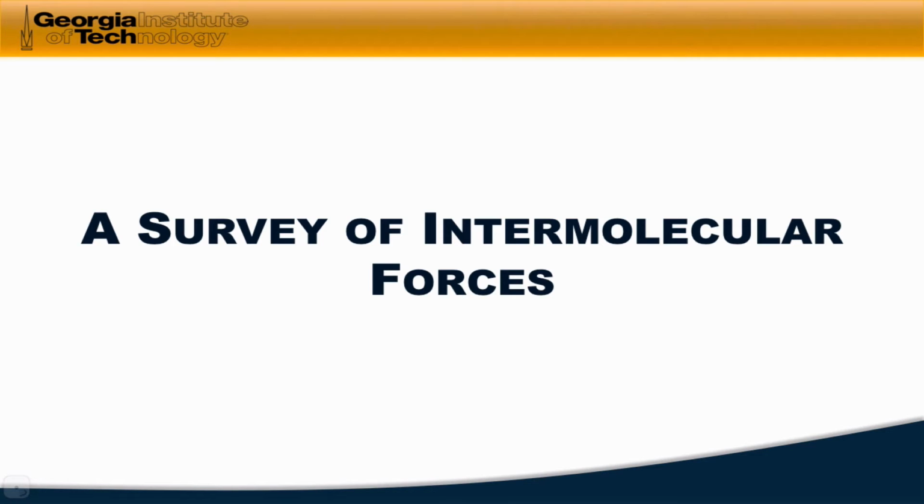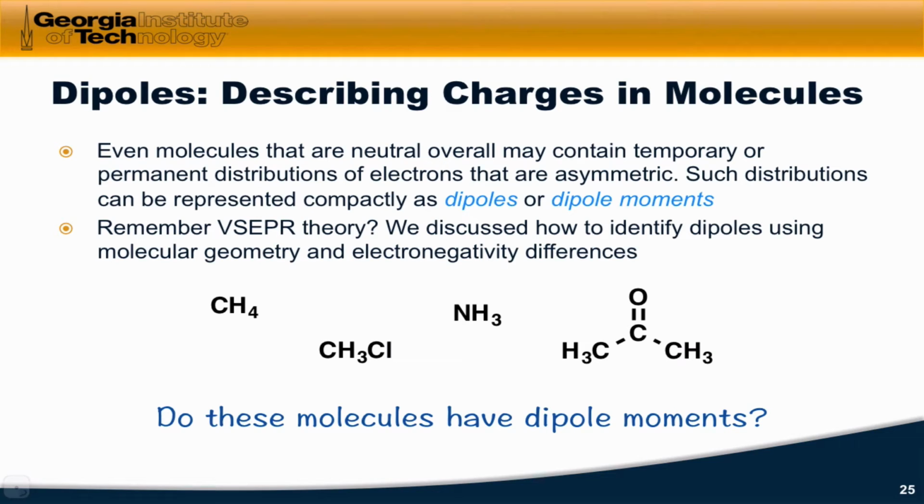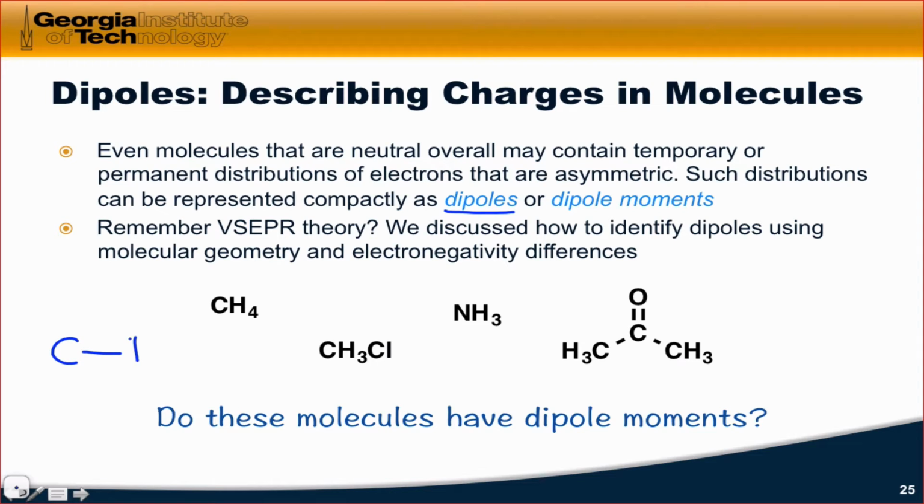permanent or only temporary. So clearly then, the charge distribution within a molecule is very important for thinking about intermolecular forces. Even molecules that are neutral overall may contain temporary or permanent distributions of electrons that are asymmetric. We represent these as dipoles or dipole moments. We saw this back in the series on VSEPR theory, that a bond between two atoms with different electronegativity, say carbon and fluorine, is associated with an asymmetric distribution of electrons. There's more partial negative charge on the fluorine and more partial positive charge on the carbon.